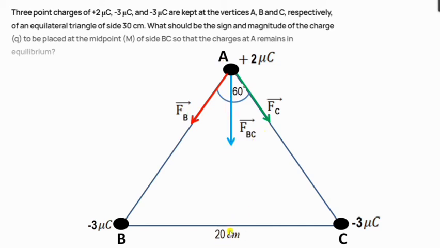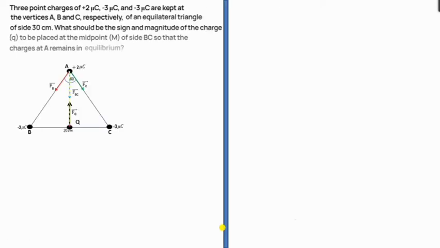Now we have to place one charge Q here so that this 2 microcoulomb does not move downward. As there is already a downward force on this 2 microcoulomb, we should give an upward force. So we should give FQ in upward direction. So this Q should be positive so that it repels, because due to this 3 microcoulomb it will try to come down. So we have to push it upward using a positive charge. So this is the diagram.